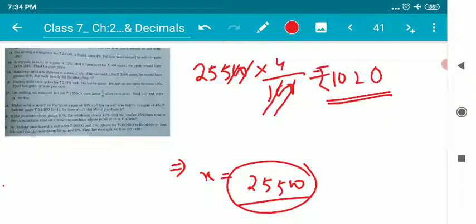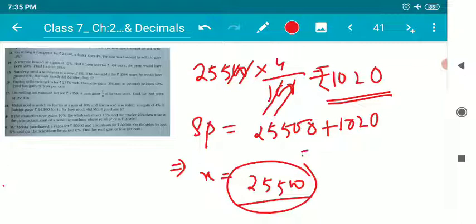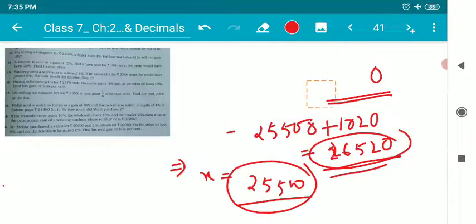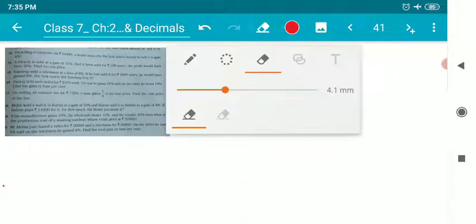1020 rupees only. So children, obviously the selling price, if he wants to gain 4%, should be the cost price, that is 25,500 plus 1020. It will be 26,520 rupees. This should be the selling price of the computer if he wants to gain 4%. Children, very simple. Yes or no? This is how we need to deal with this kind of question.